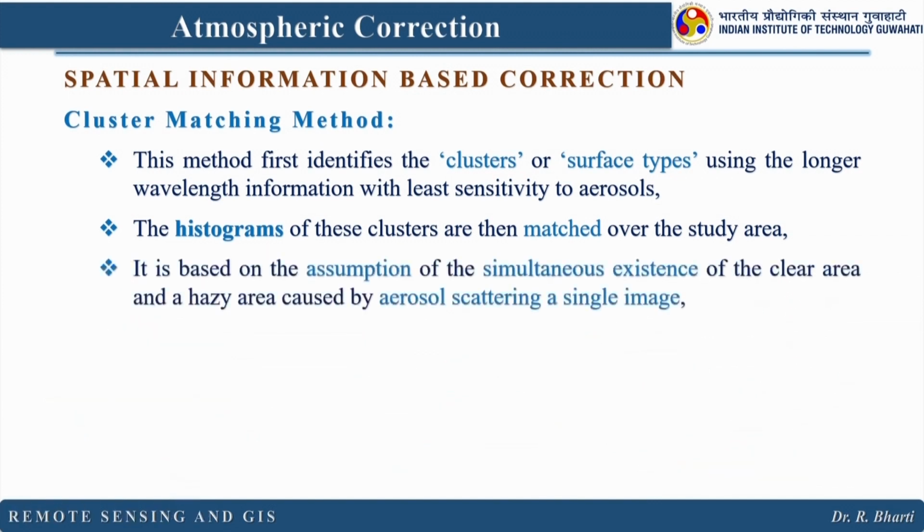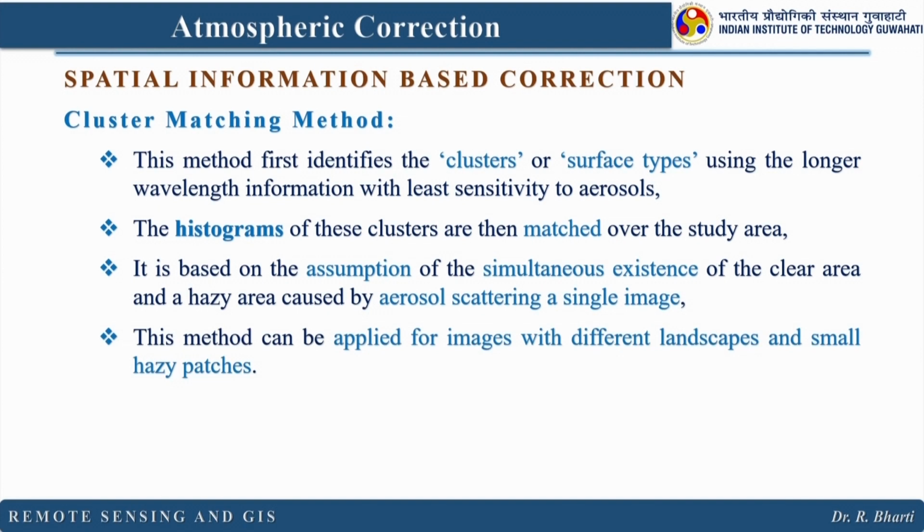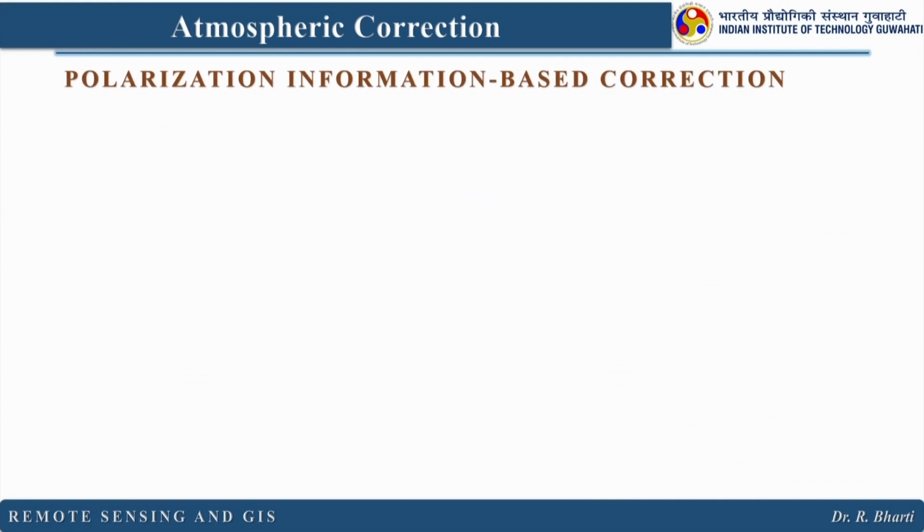Next point is, it is based on the assumption of the simultaneous existence of the clear area and a hazy area caused by aerosol scattering in a single image. This method can be applied for images with different landscape and small hazy patches. So, that means in the whole image you have small pockets where you have the effects of more aerosol or haze.